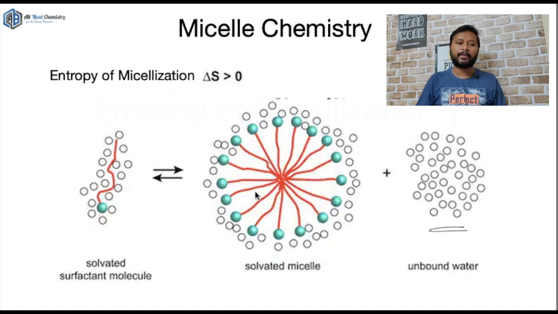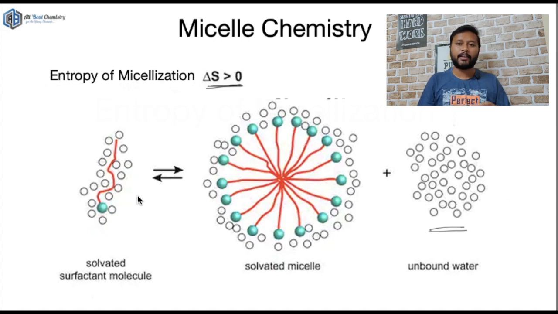So that is why many bound solvent molecules are now unbound. Bound means they are not free to move, unbound means now they are free to move. So what will happen to the entropy? The entropy will increase. Okay, so micellization is a spontaneous process, and over here the entropy of the system increases.